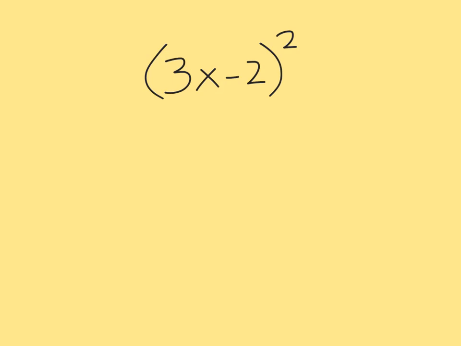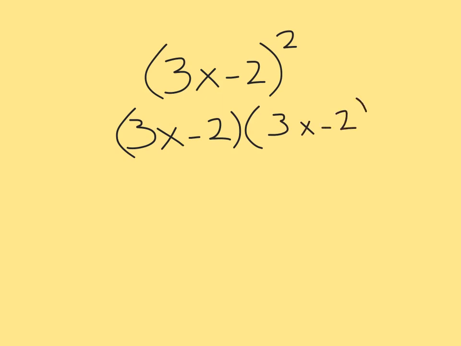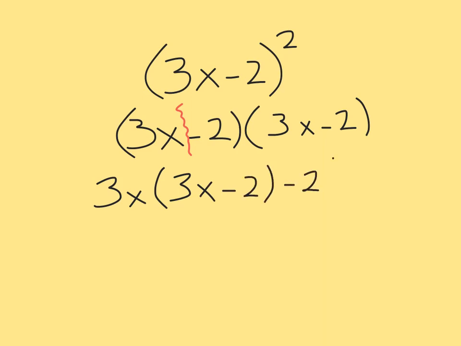Okay, so let's go through the workings here. So we know then that this means 3x minus 2 multiplied by 3x minus 2. Okay, and then from our methods before, we just split that first bracket and we will get 3x multiplied by the second bracket, which is 3x minus 2, minus 2, 3x minus 2. Okay, then I'm going to do my loop method.